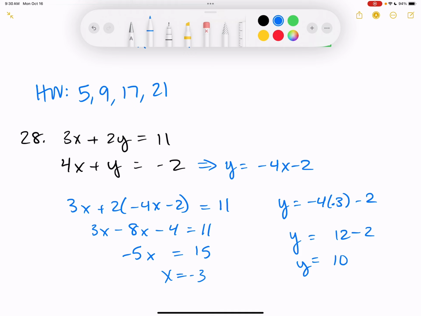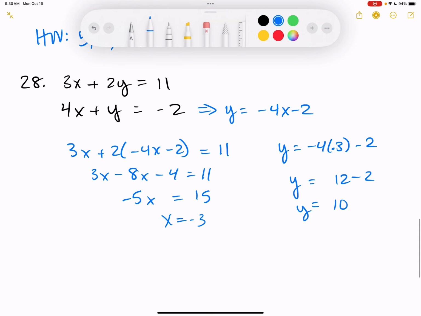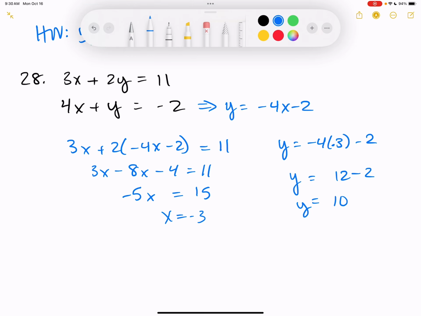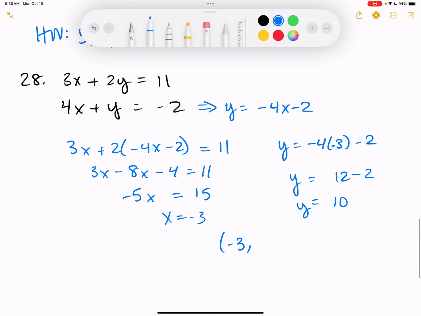And if I didn't catch it, if I had checked it, I would have gone back and figured it out. So then remember, answers are ordered pairs, so negative 3, 10 is my solution for this one.